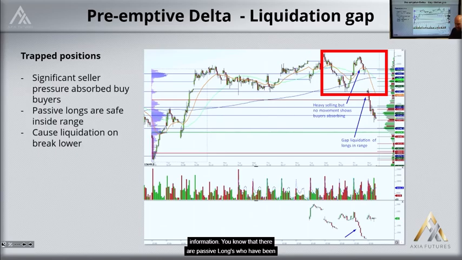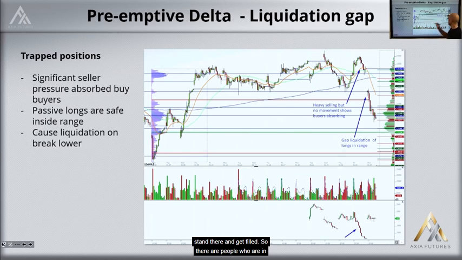You know that there are passive longs who have been filled here. For this selling to take place, somebody's got to stand there and get filled. So there are people who are now long up here, all in this zone. Now, they're not wrong necessarily. And if we look at what's happened over the previous couple of weeks, anywhere in this range, you're seeing a market that is rotating up and down. You're not wrong if you're long up here from a 2-3 week perspective.